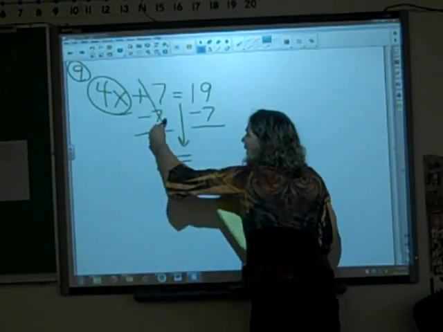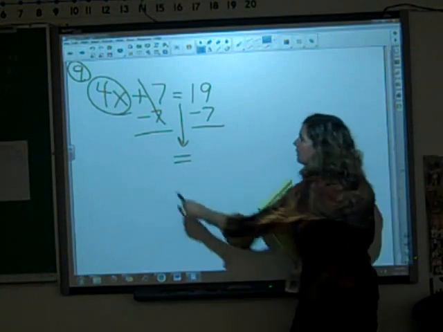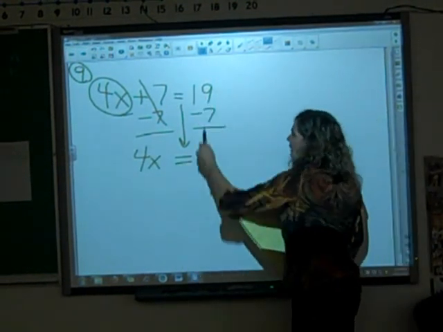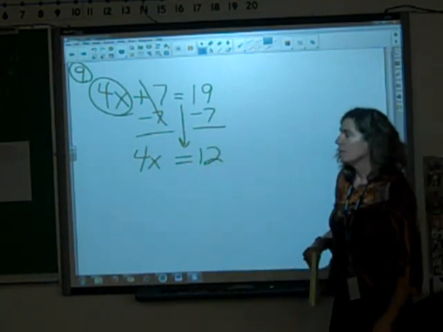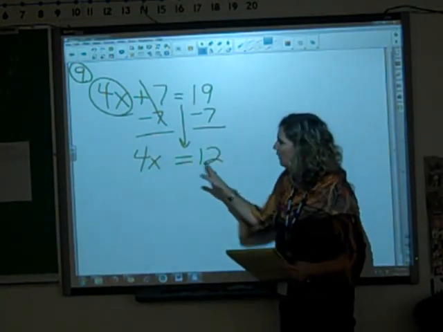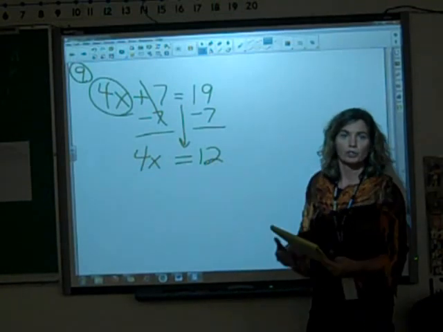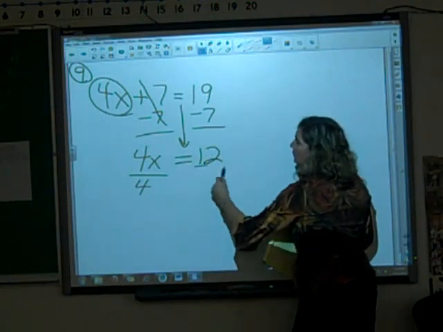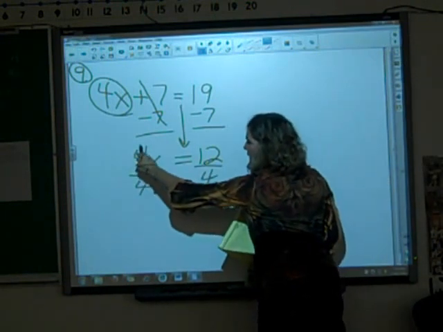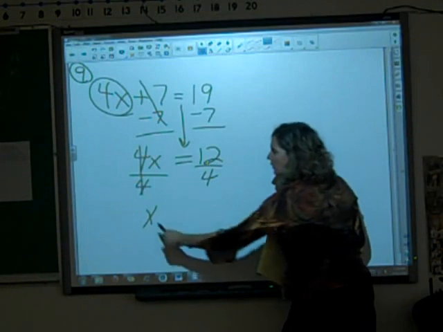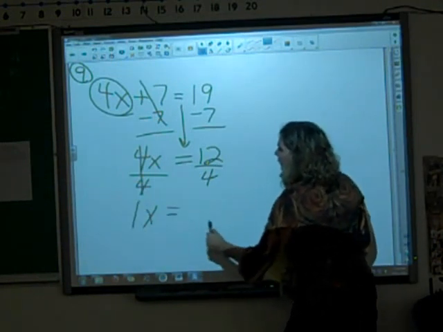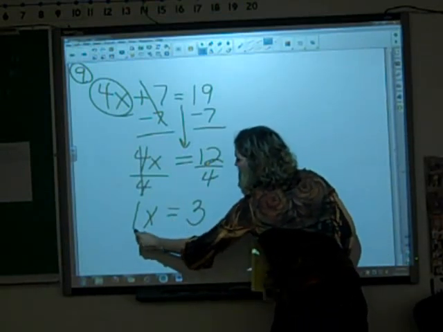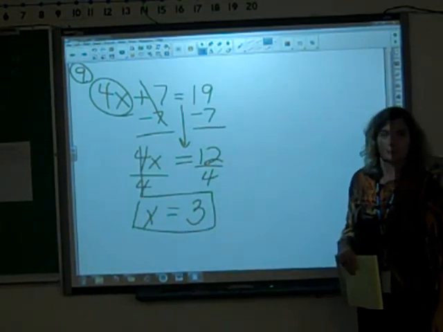And now this 7 and negative 7 or minus 7 zero out. And what's left is 4x, it's multiplication. 19 minus 7 is 12. And now we're back to, now we have one operation, multiplication. How do you undo multiplying by 4? Like Mrs. Heller talked about, divide both sides by that number with x. 4 divided by 4 gives us the 1x. It's okay if you put a 1 in there. Equals 12 divided by 4, x equals 3. You can write it that way, you can put the 1, you don't have to.